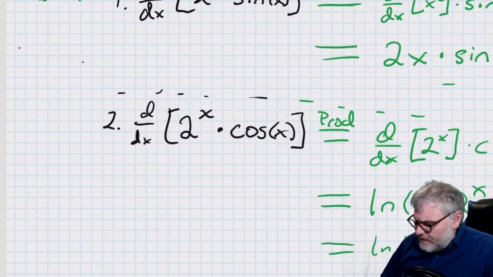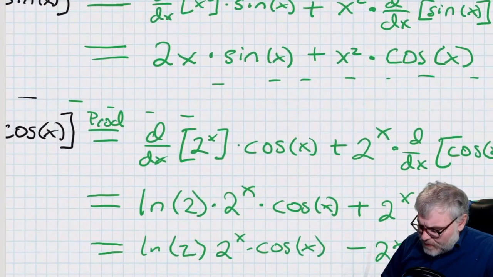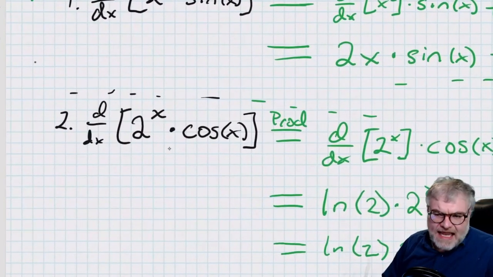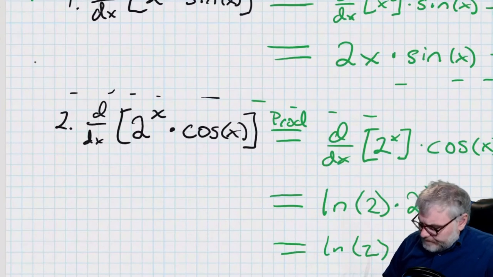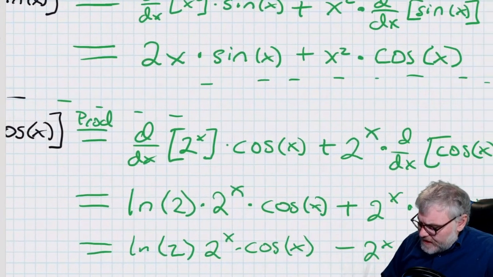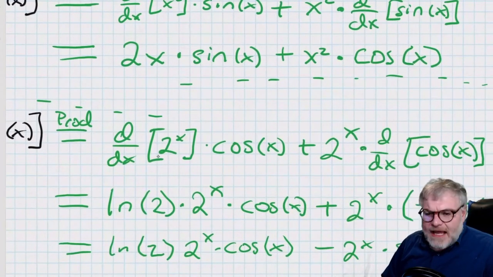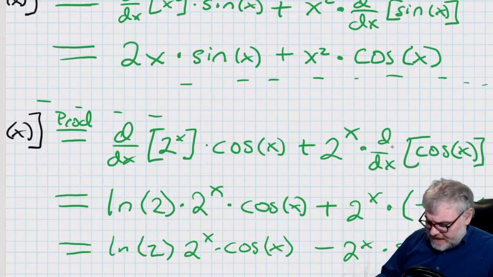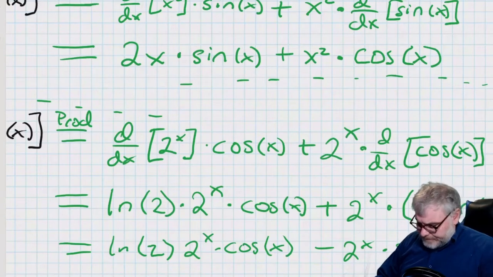Likewise, if I do the derivative of 2 to the x cosine of x, the last thing that happens is this product. That's the last thing that happens to x, okay? So what I'm going to do is use the product rule to break it up. I'm going to have the derivative of 2 to the x times cosine of x plus 2 to the x times the derivative of cosine of x.